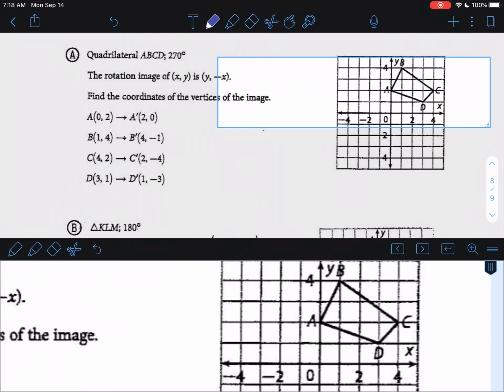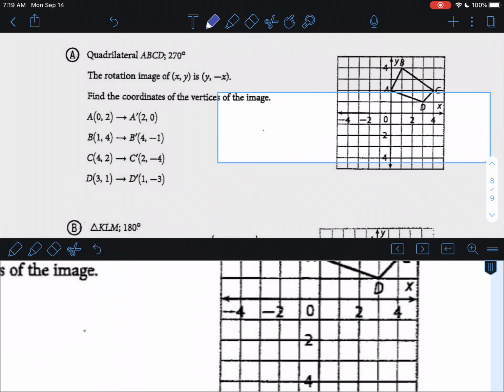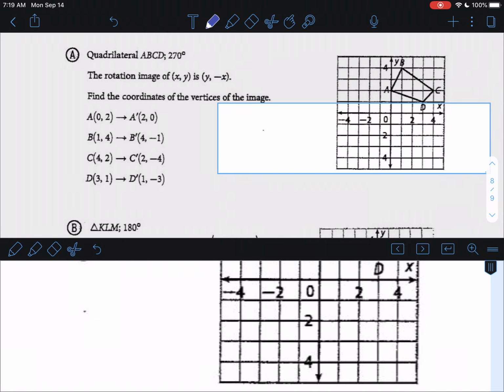So this point A is mapped onto A prime, and A is at (0, 2). A prime is at (2, 0). So A prime is going to be right there. B, which is originally at (1, 4), is going to be mapped onto the point (4, negative 1). So (4, negative 1) is right there. So this is B prime.